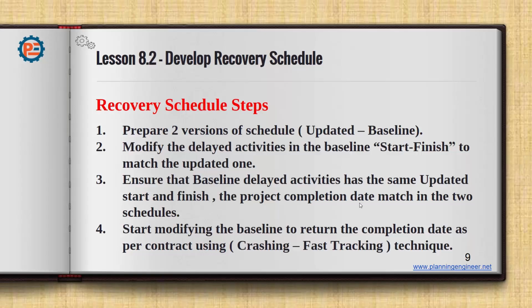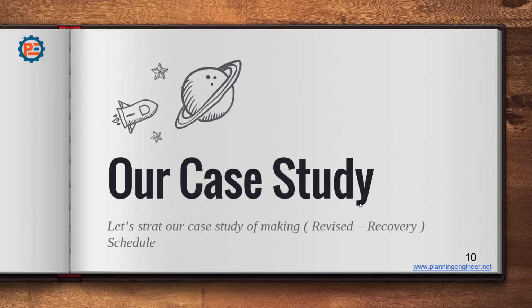Now I'll start modifying the baseline to return the completion date as per contract using one of 2 methods, crashing and fast tracking. The only difference between these 2 methods is that in fast tracking, I'm going to play with the relationship to make a lag. Instead of finish to start, I will make it start to start with lag. Or with crashing, I will reduce the duration in order to maintain the original completion date. So actually it is a very simple process.